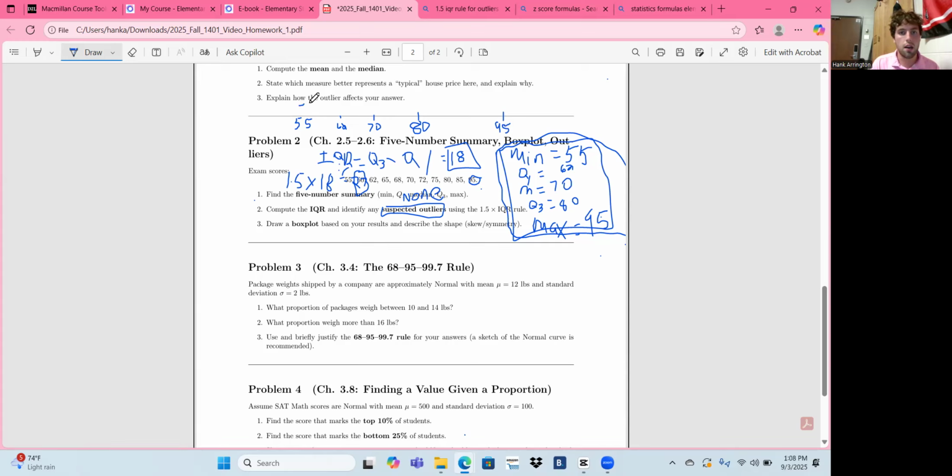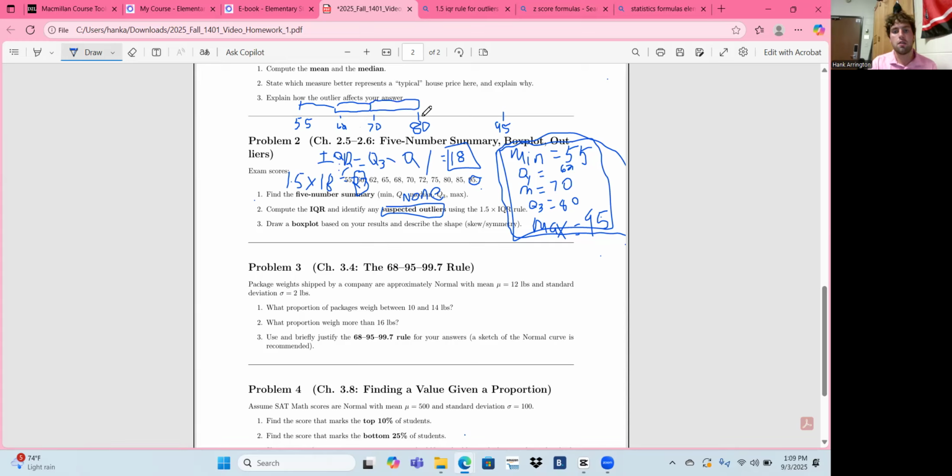So from there, we take a line and we draw it to the Q1 value. So from 55 to 62, it's just a line. Now from Q1 to median, we draw a box. And so the box starts at Q1 and ends at the median.